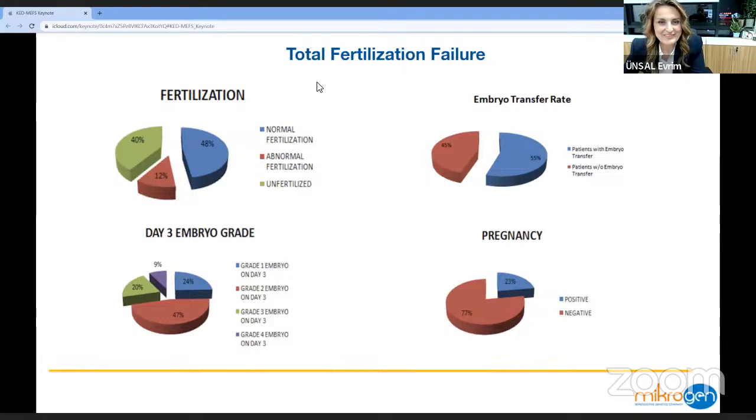I am aware now. In the total immotile group, 40 patients were evaluated. Fertilization rate was 60%, but 12% of these cases had abnormal fertilization. This group of cases has the highest abnormal fertilization ratio among all. In 55% of cases, embryo transfer was performed, and a 23% pregnancy rate was observed.